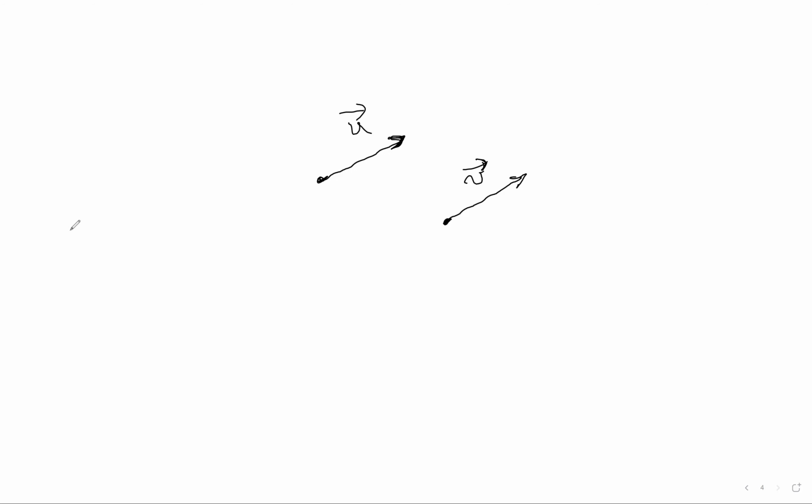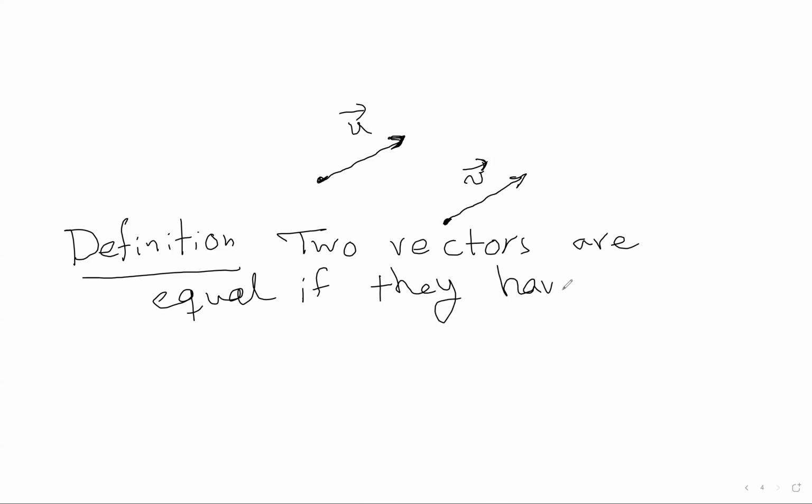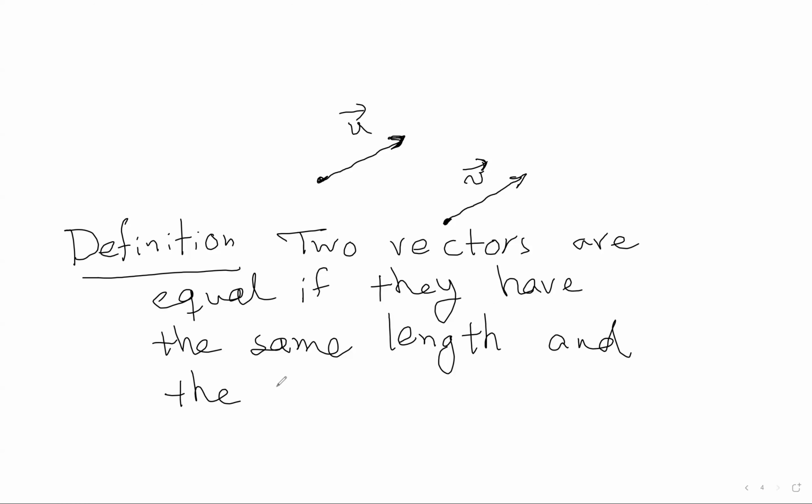So let me write the definition here. Two vectors are equal if they have the same length and the same direction.